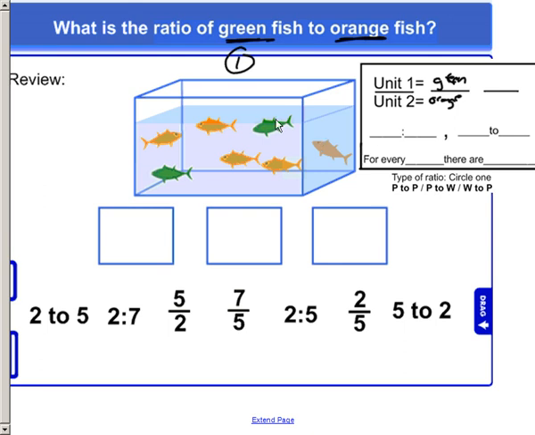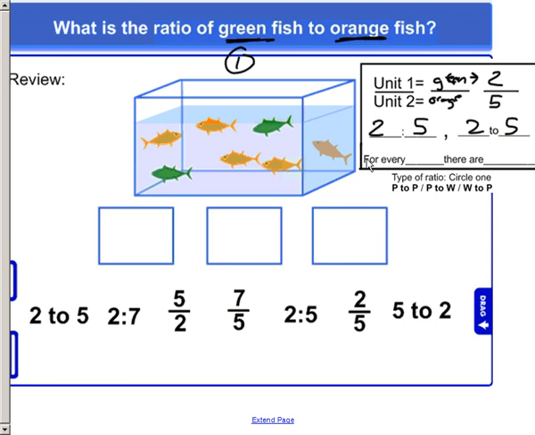Because now it's really easy to look at the fish and say, oh, well, there's 2 greens, so I'll put a 2 on top. Then there are 1, 2, 3, 4, 5 oranges, so I'll put 5 on the bottom. So one way we could say this ratio, green to orange, is 2 to 5 or 2 over 5. We could also write that as 2 colon 5 or 2 to 5.